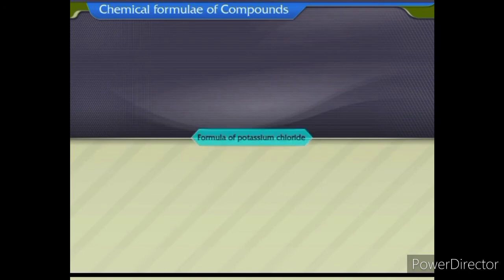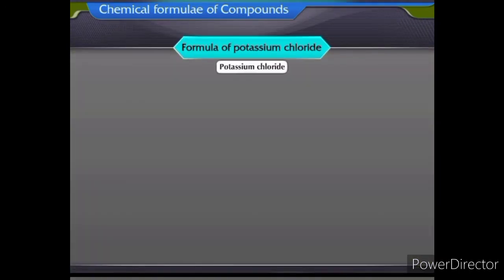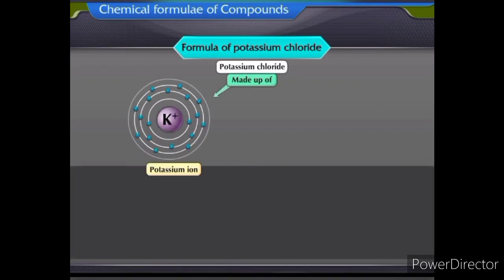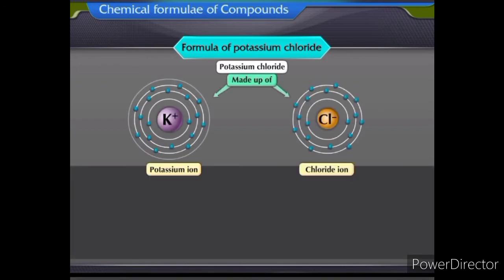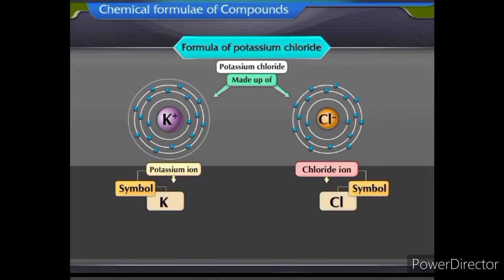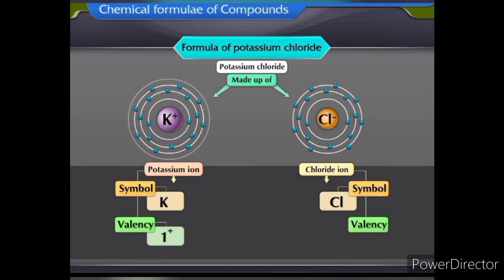Let us determine the formula of potassium chloride. Potassium chloride is a compound made of potassium ions and chloride ions. We shall follow the following steps while writing the formula. First, write the symbols: the potassium ion is K and the chloride ion is Cl. Then, write their valencies below the symbols. The valency of potassium ion is 1+ and that of chloride ion is 1-.